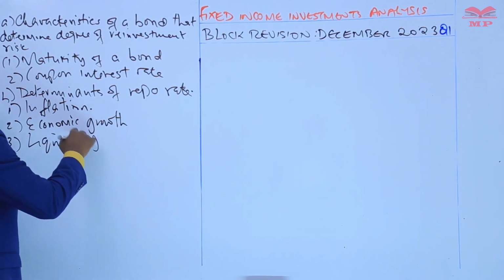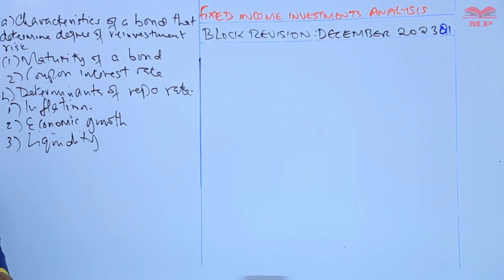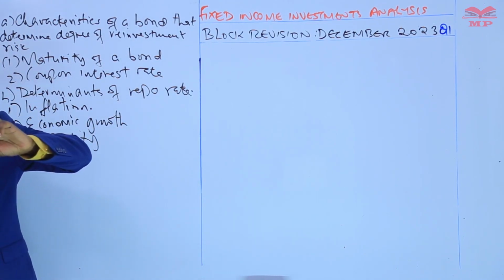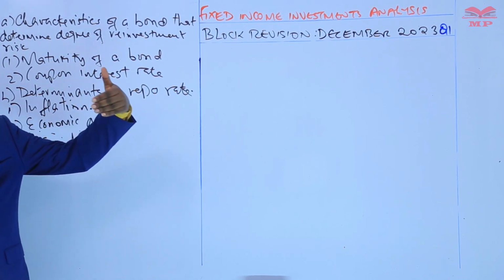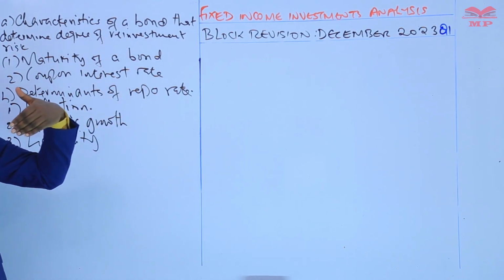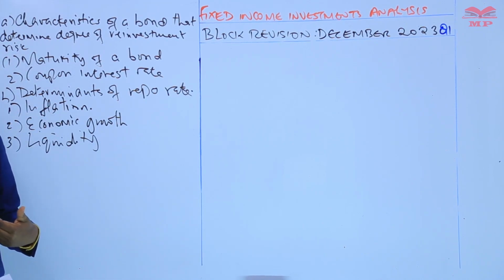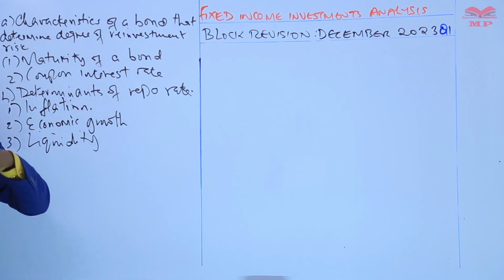Number three, liquidity. Now, the repo rate can be used to manage the amount of money circulating in the economy. If there is excess liquidity, raising the repo rate might help to mop up some of the extra cash in the economy. Conversely, if there is a shortage of liquidity, lowering the repo rate can incentivize banks to borrow and lend more to the borrowers.